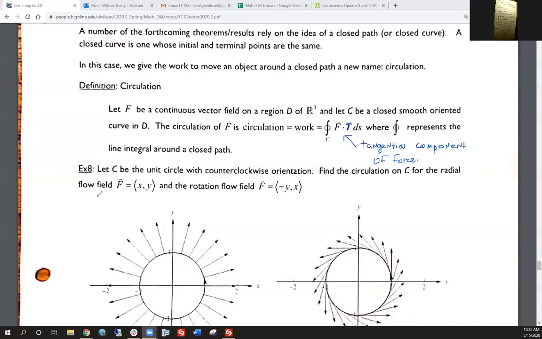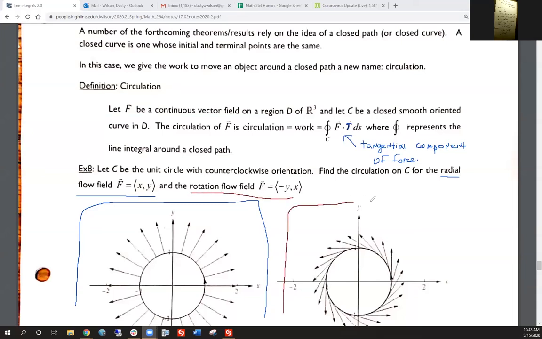So in example 8, we let C be the unit circle with counterclockwise rotation. And then we find the circulation for two different fields. We have the radial flow, which would be this one here on the left. And then we also have the rotation flow, and that would be the one here on the right.